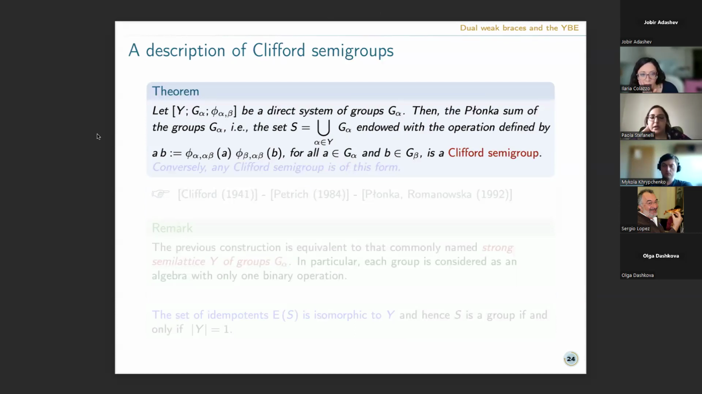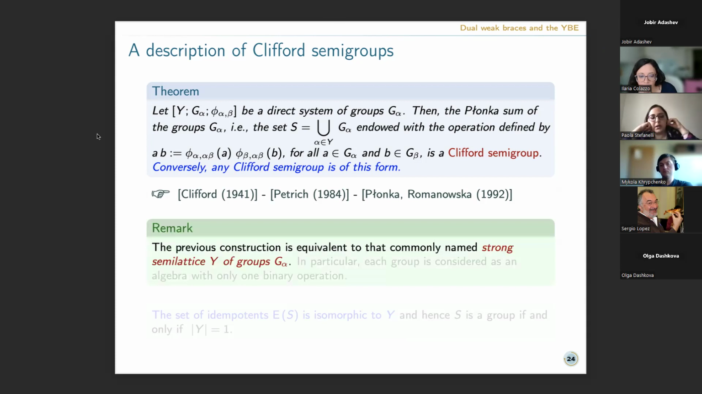If we consider a direct system of groups G alpha, the Płonka sum of the groups G alpha is a Clifford semigroup. But on the other hand, if we consider a Clifford semigroup, we can find a family of disjoint groups G alpha indexed by a certain semilattice Y, so that this Clifford semigroup can be realized as the Płonka sum of groups. And these results are essentially contained in the paper by Clifford. It is also illustrated by the book of Petrich and also in this survey of Płonka and Romanowska. And in semigroup theory, it is more known as strong semilattices of groups G alpha.